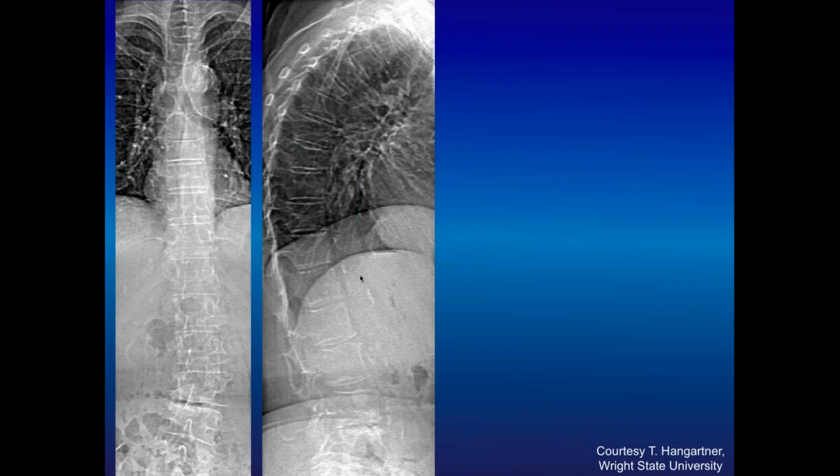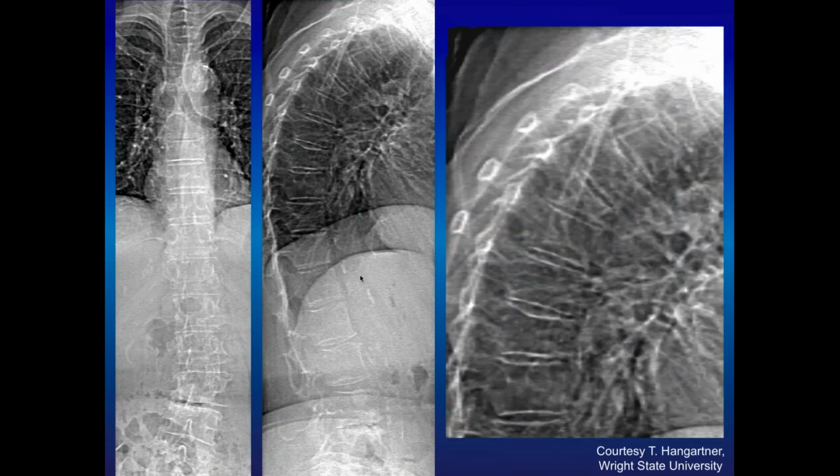Here with very state-of-the-art single energy imaging with a VFA, we can see very nicely the severe fracture. And then if we look a little further down in the thoracic spine, we can see bowing of this end plate. So again, we have a fracture here.